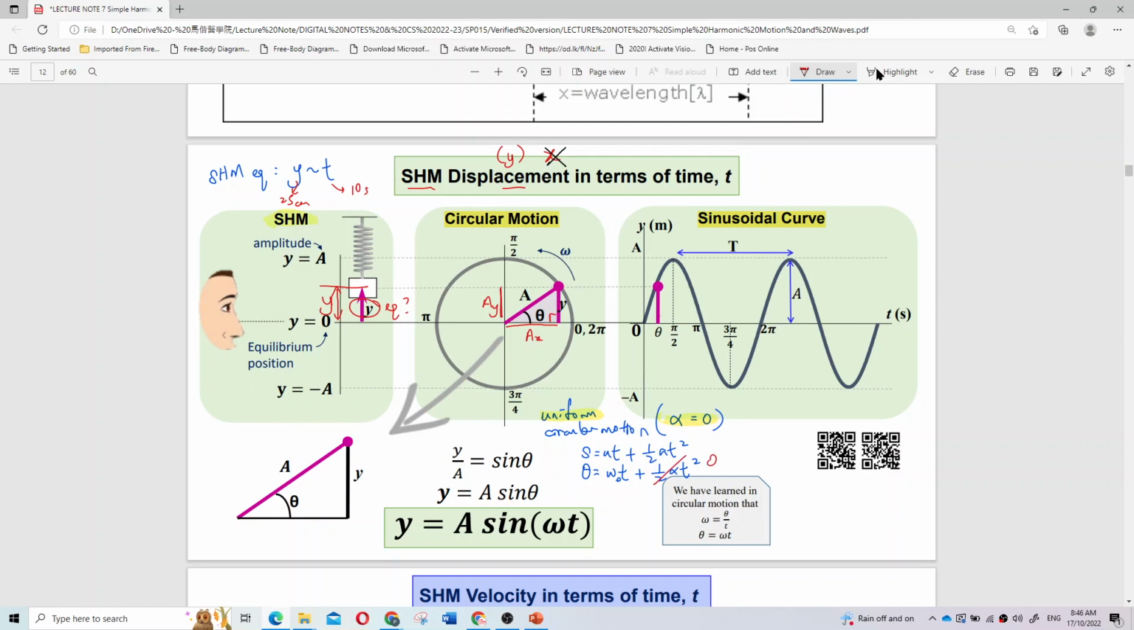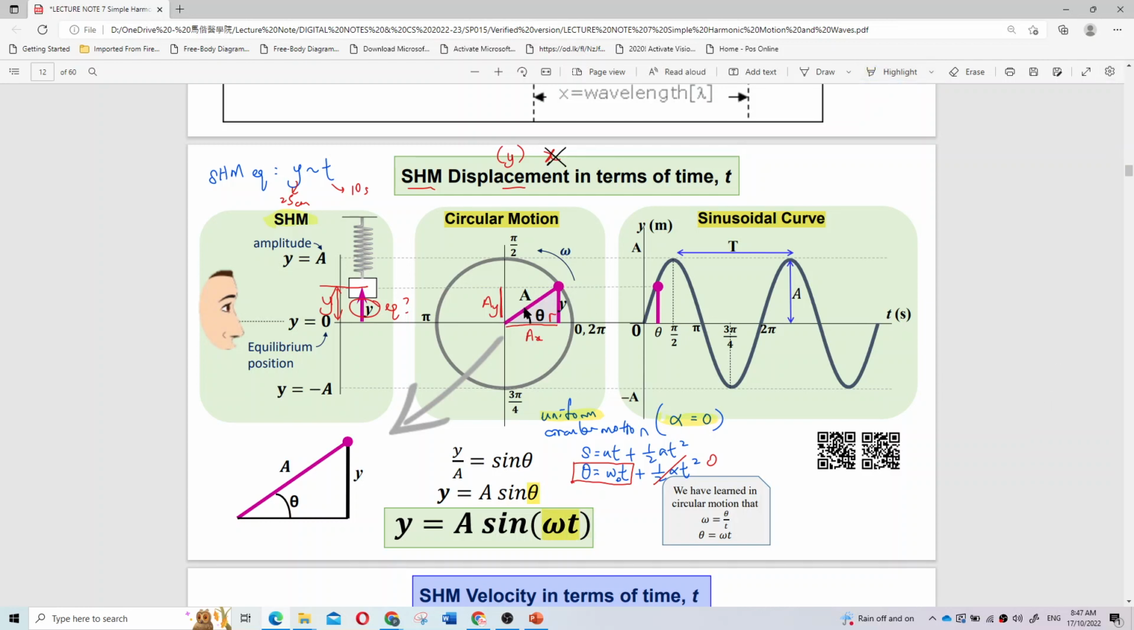Alpha is 0, so we only have theta equal to omega t. Understand or not? Yes, sir. Theta is equal to omega t, so this theta can be changed to omega t.